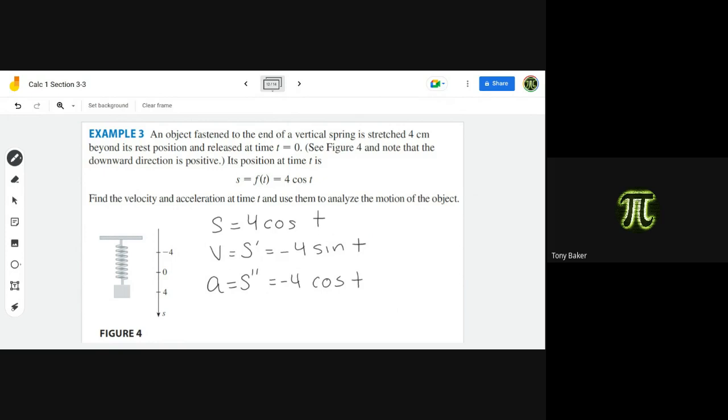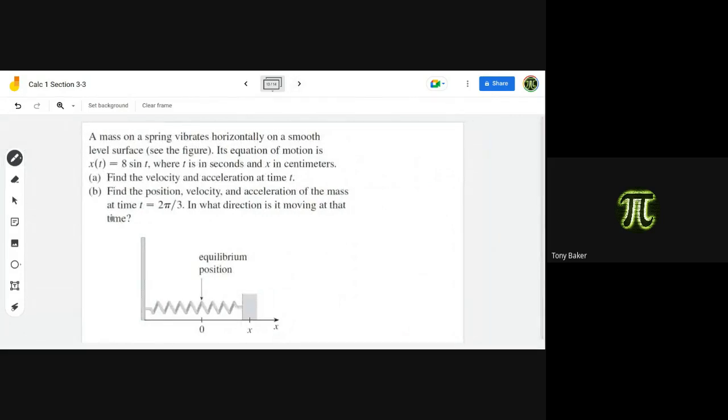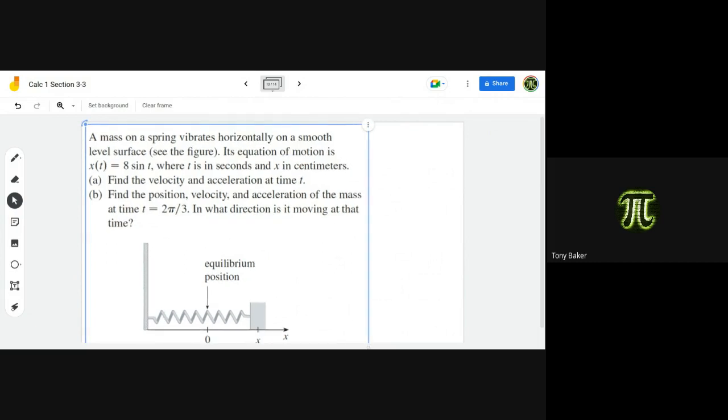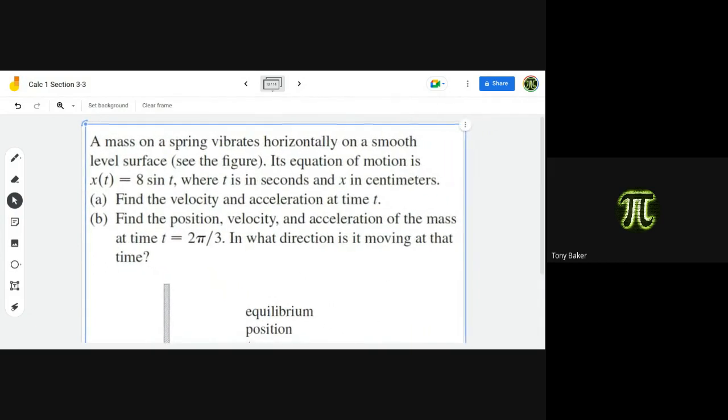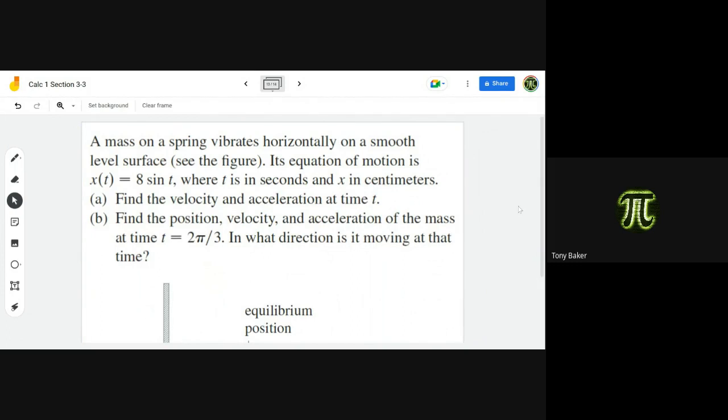It's what my calculus teacher told me, and it comes up with the right answer. All right. So do this problem for me. You really don't need the picture, so I'll make that a little bigger. I want the velocity and acceleration, and then I want to know the position, velocity, and acceleration at that time, and see if you can tell me the direction that it is moving.